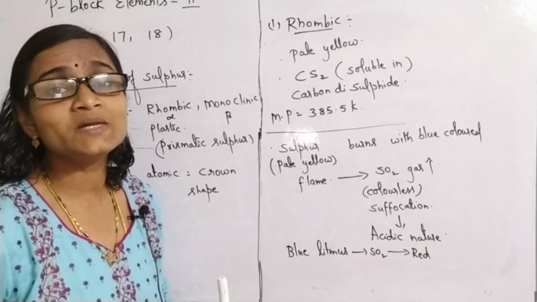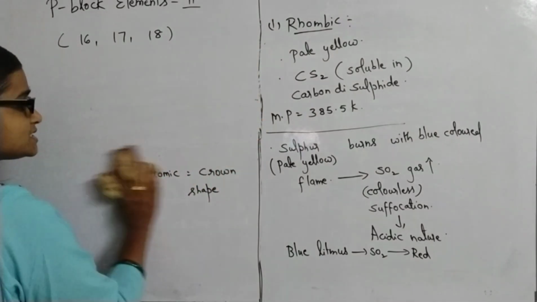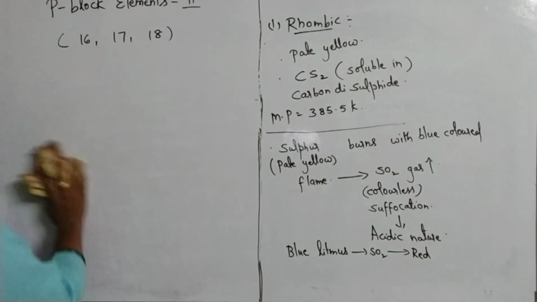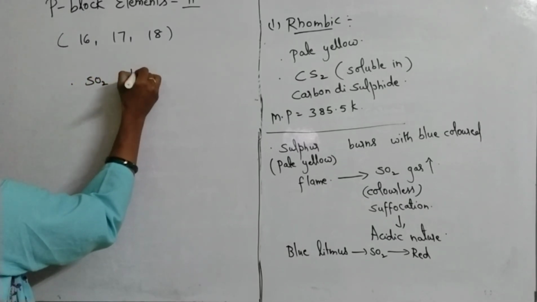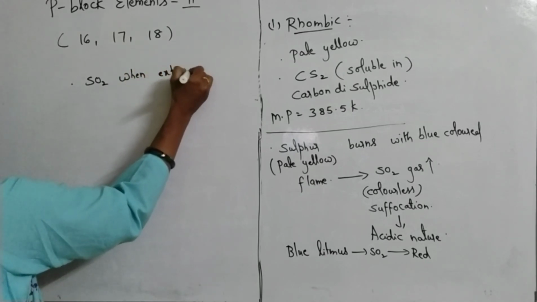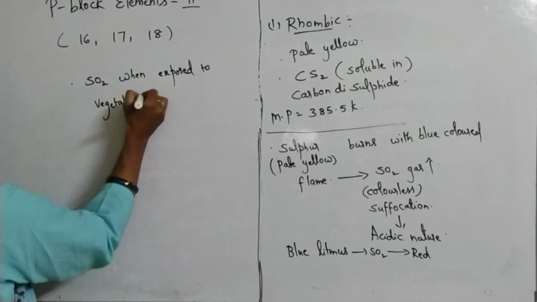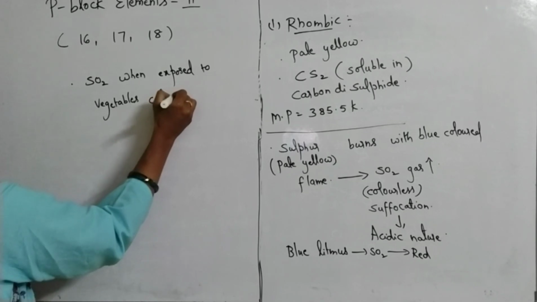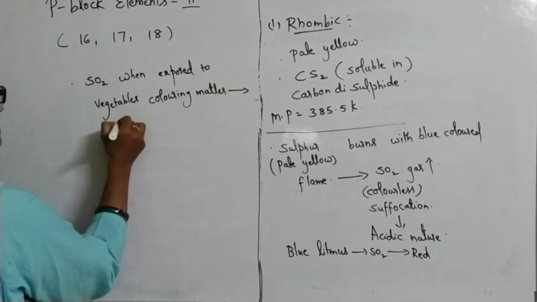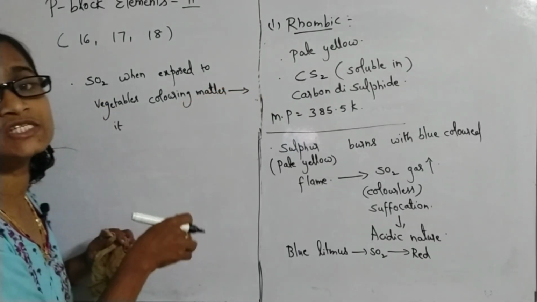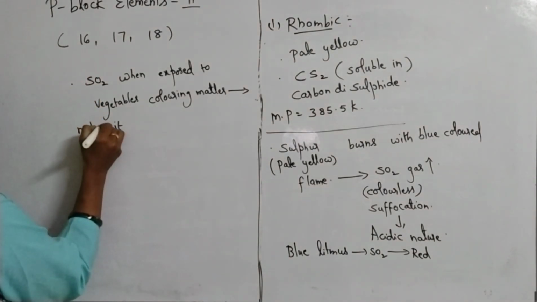Please remember this point also about sulfur dioxide. If any vegetable coloring matter, vegetables or colored flowers, is exposed to SO2, then it makes it colorless. Sulfur dioxide makes the colored vegetables become colorless.